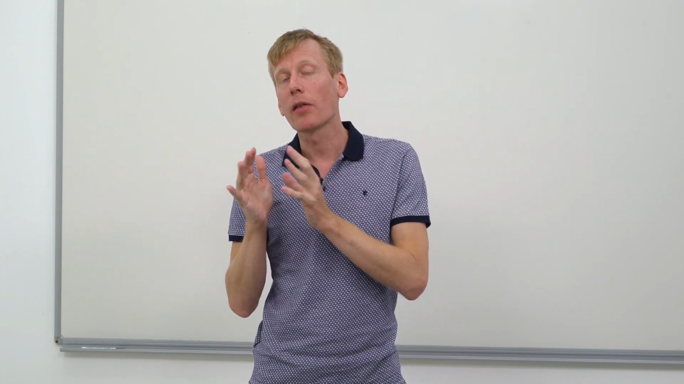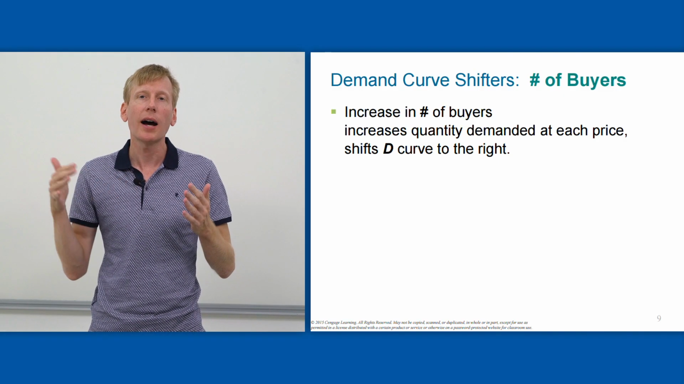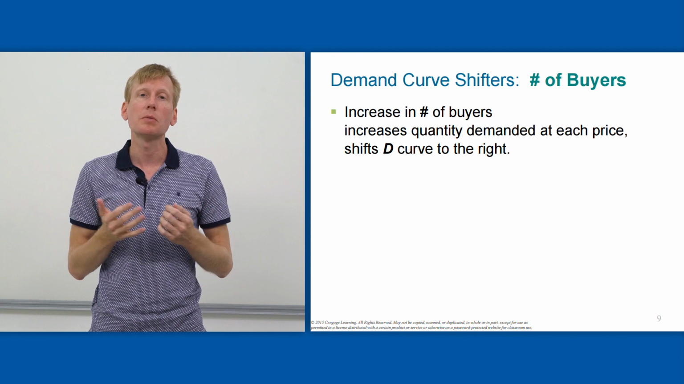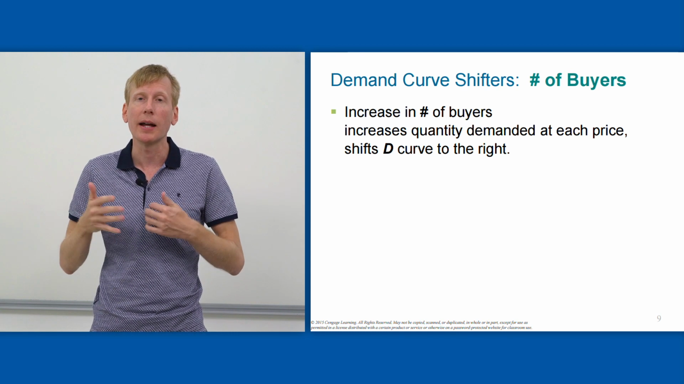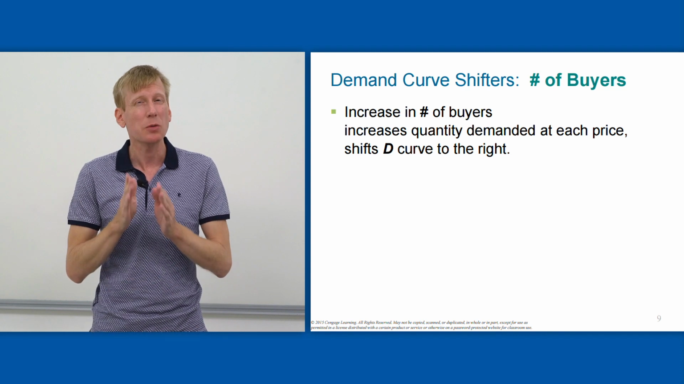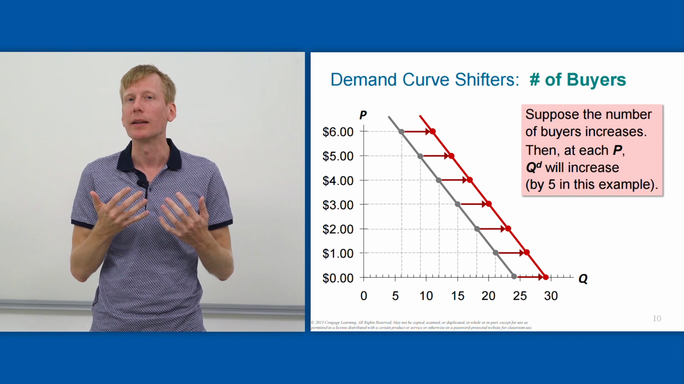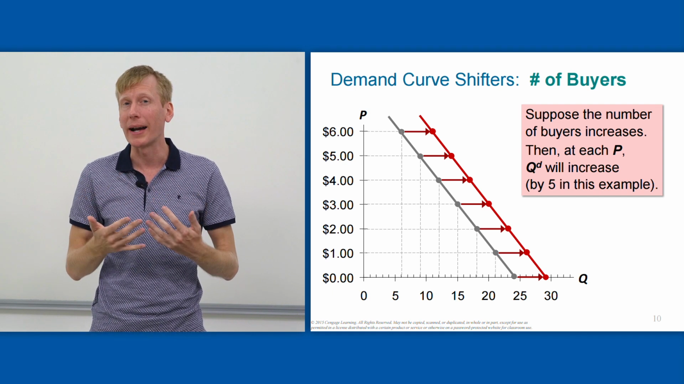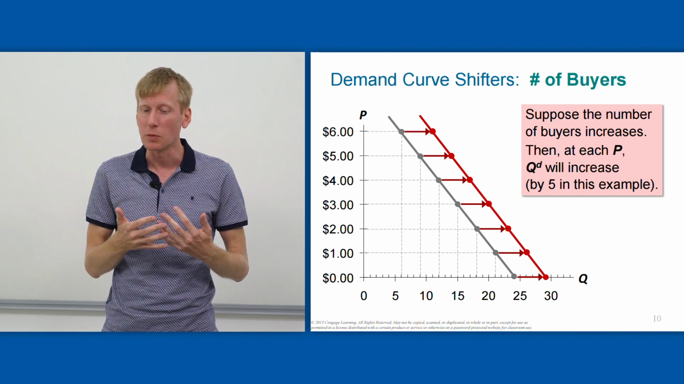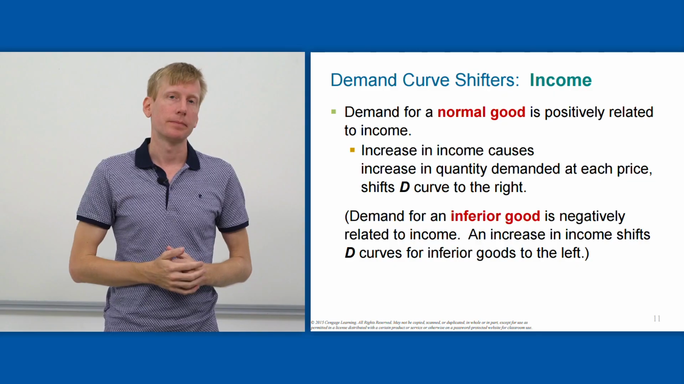Now, if we were to add a third person, this would shift the market demand curve out. Logically, at all prices, we would have a higher quantity demanded if we add more potential buyers, more potential consumers. That's one determinant of demand, or one shifter of the demand curve, the number of buyers, number of consumers. The next determinant of demand, or shifter of our demand curve, will be income.